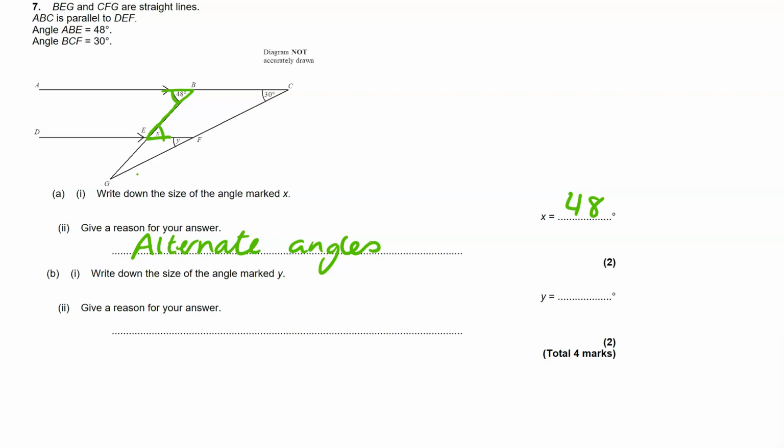And then write down the size of the angle marked Y. So this one you've got a backwards F shape. So this angle and this angle are the same, which means Y is 30, and those ones are called corresponding angles.